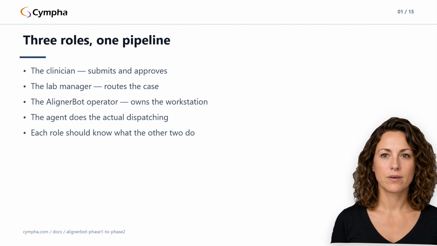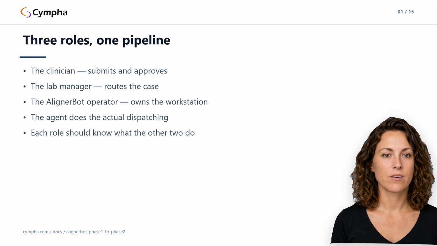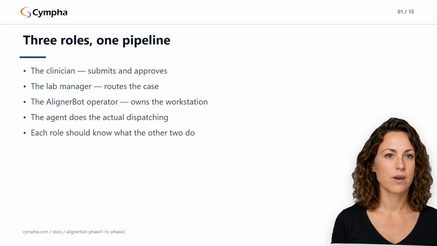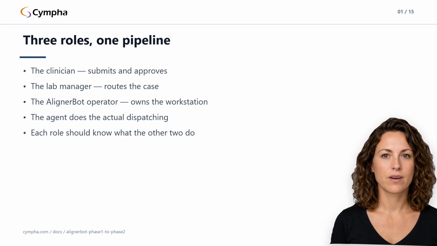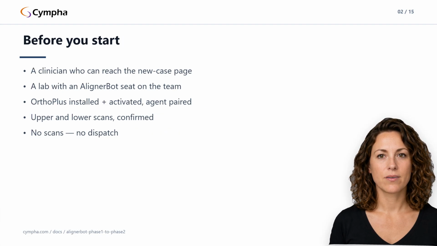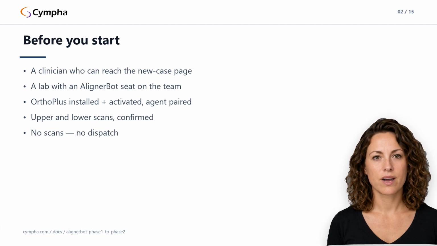4 prerequisites, and the second one is the one people miss. First, a clinician with a Cympha account who can reach the new case page. Second, and this is critical, a lab with at least one user holding the AlignerBot role on its team. Without an AlignerBot role user, the case can still be assigned to a regular designer, but the agent won't auto-dispatch anything. It just sits there as a normal manual assignment.